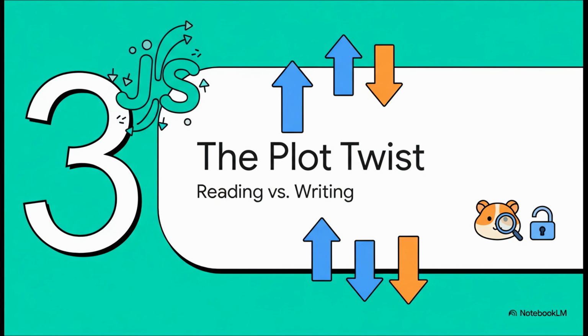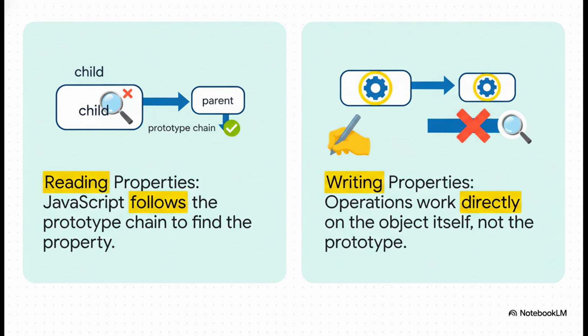Okay, so we've got the chain down. But here comes the plot twist. And this part is absolutely critical for solving our hamster mystery. See, the prototype chain behaves completely differently depending on if you're reading a property or if you're writing to one. This slide lays it all out. When you read a property, like we just did with rabbit.eats, JavaScript will search all the way up that prototype chain until it finds what it's looking for. But, and this is a huge but, when you write or delete a property, that operation happens directly on the object itself. It does not go up and touch the prototype. You got to remember that.